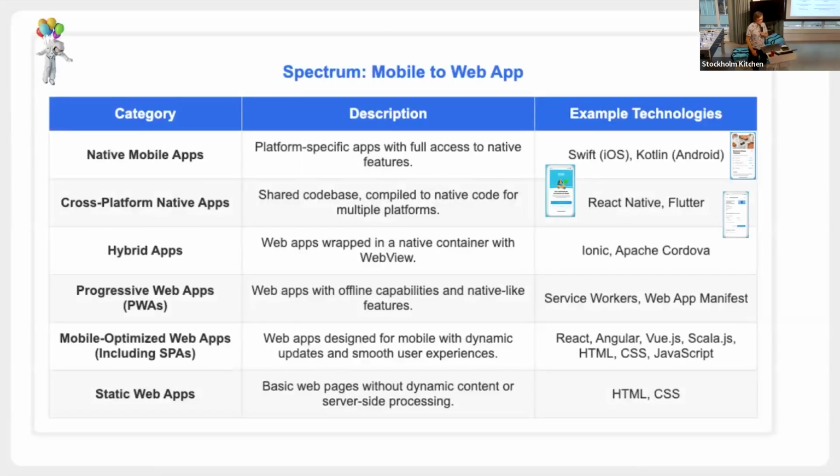So I asked ChatGPT to try to sort out a little bit what Frontend was, and it came up with this table, where at the bottom you see the more classical websites from 20 years ago, where you just do HTML and CSS and nothing else. It's very static websites. All the way up to the first line, where you have really native mobile apps.